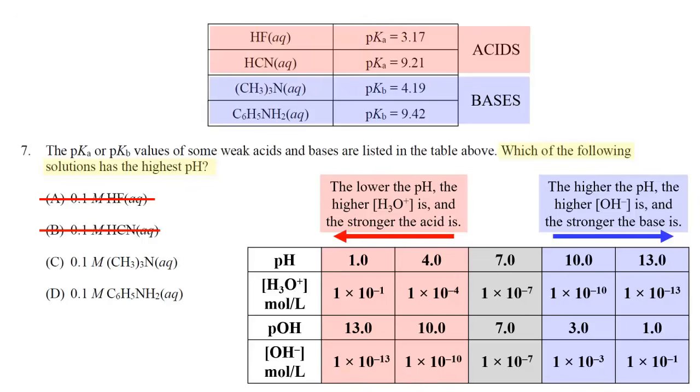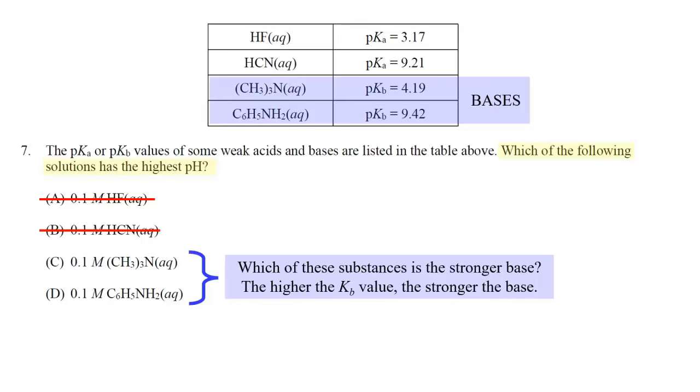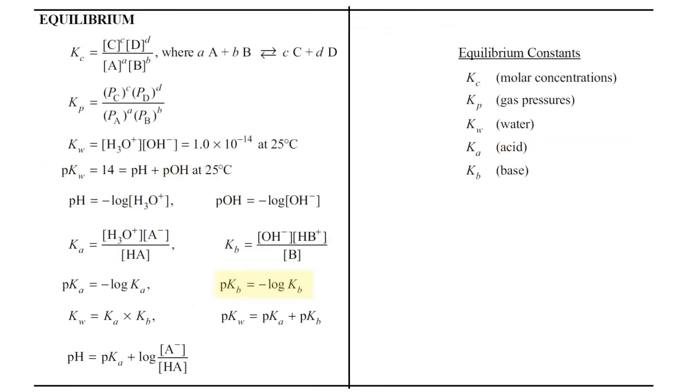Now we have to ask the following question. Which of these 2 substances is the stronger base? Well, the higher the Kb value is, the stronger the base is. And we don't have Kb values given to us, so let's go ahead and calculate the Kb so we can answer question 7. As you can see on the equation sheet, the pKb is equal to the negative log of the Kb value.